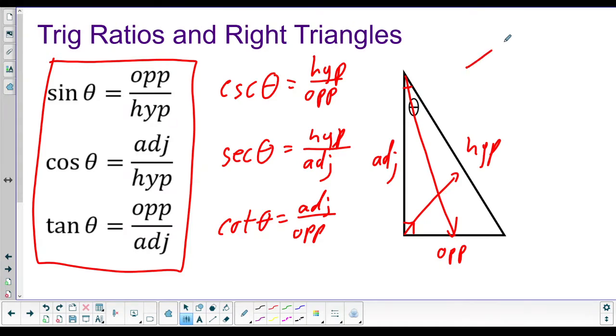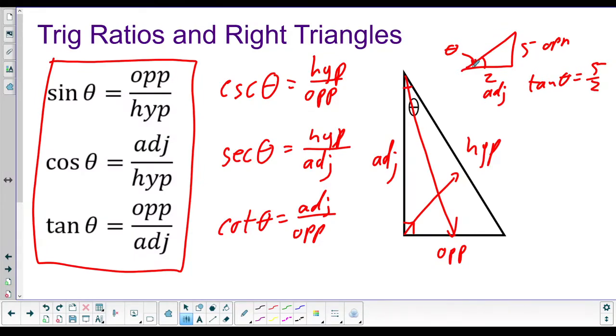Here, let's make up a quick example, shall we? There's theta right there. Let's say this is 5 and this is 2. What's tangent? It would be opposite, so we go straight across. This would be the opposite side. This would be the adjacent side. So tangent of theta would be 5 over 2.